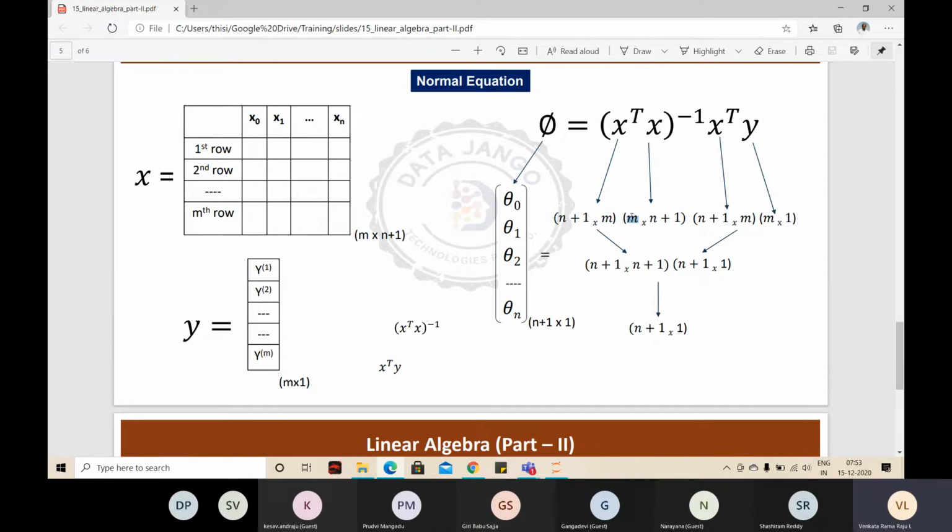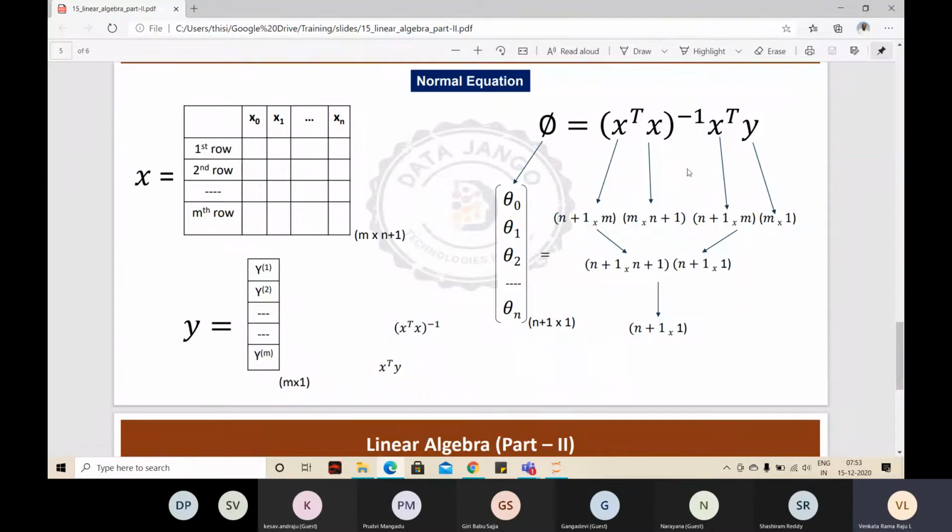An m by n matrix and an n by p matrix, when multiplied, give an m by p matrix. So when you multiply these two matrices, you will get a matrix with dimensionality n plus 1 by n plus 1. I am talking about dimensionality only, not the numbers. So n plus 1 by n plus 1, and then X transpose again.